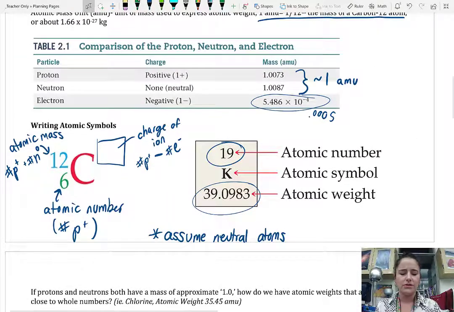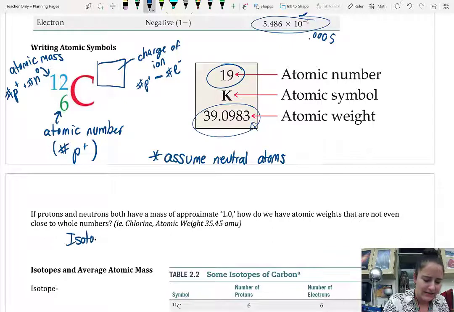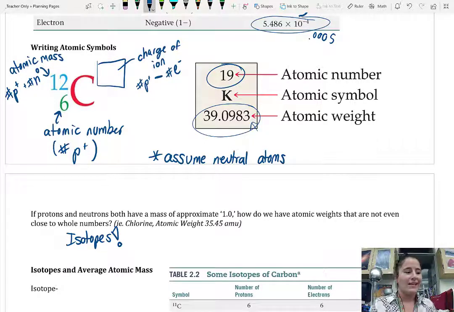But that might bring up a question. If protons and neutrons both have a mass of about 1, how do we have atomic weights that aren't that close to whole numbers? That one is, but we have some like chlorine, which is 35.45. Why? And the answer to that is isotopes. Okay? If you have a bag of M&Ms, you ever get that random big M&M?